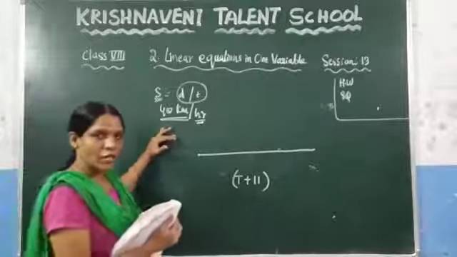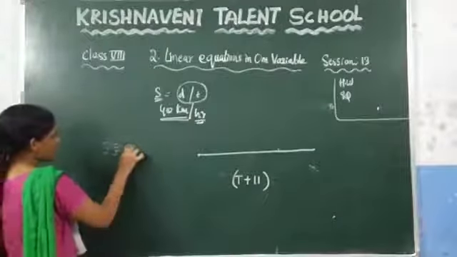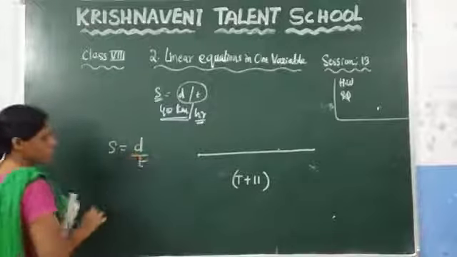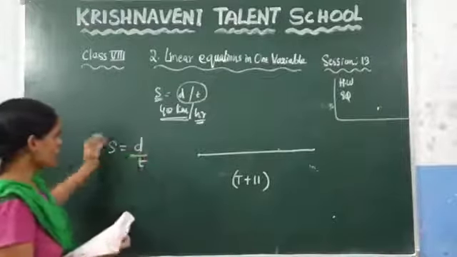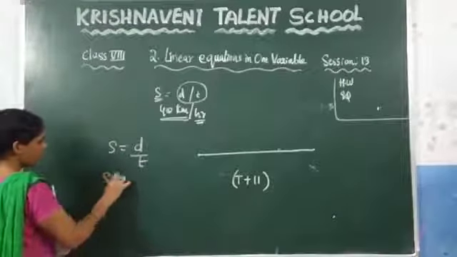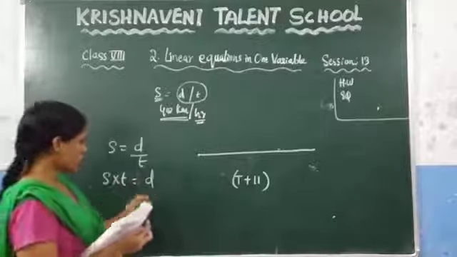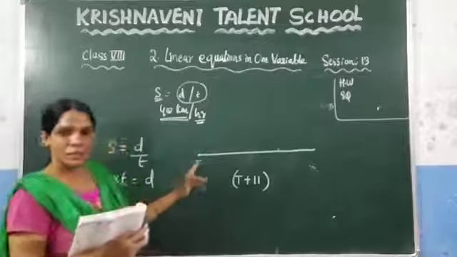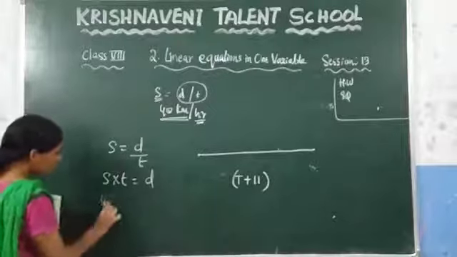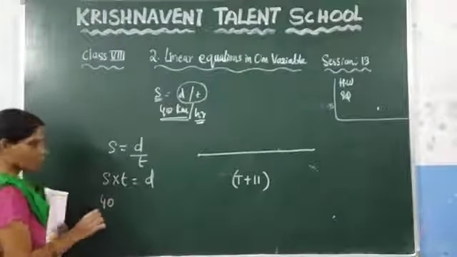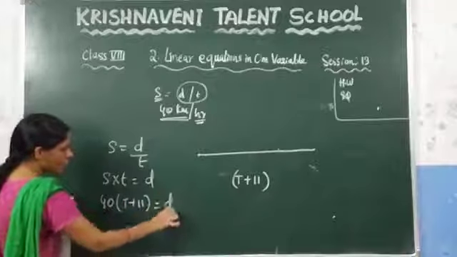If you want to find the distance, you know that speed is equal to distance by time. Since we need to calculate the distance, let us take the time to this side. You will get speed into time, which gives you distance. So if this train is traveling at a speed of 40 kilometers per hour, and the time is t plus 11, you get the distance.